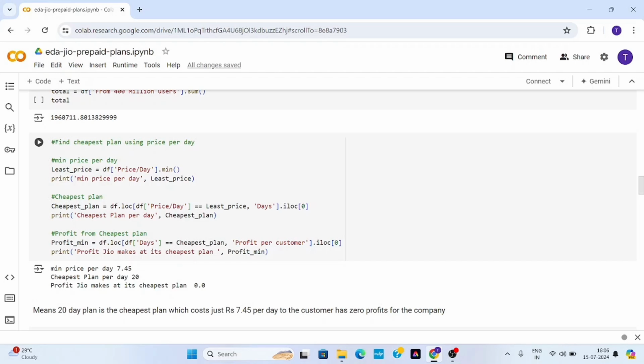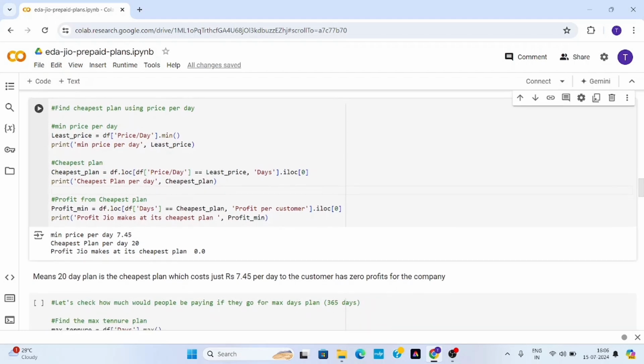What is the plan? Use the price and find the days by using the iloc function, with 0 as the first column. You will get the cheapest plan per day, which is around 20 days. So the 20-day plan is cheaper. Now see how much profit Jio makes. The profit Jio makes is 0 rupees. So Jio is not getting any profit from this 20-day plan.